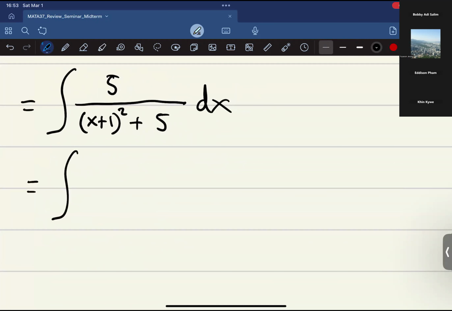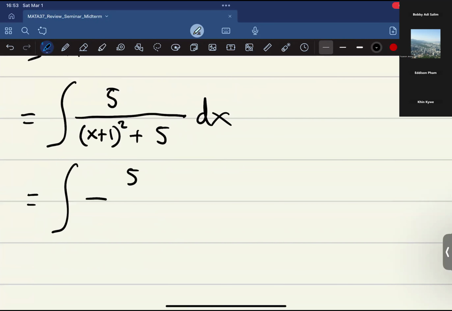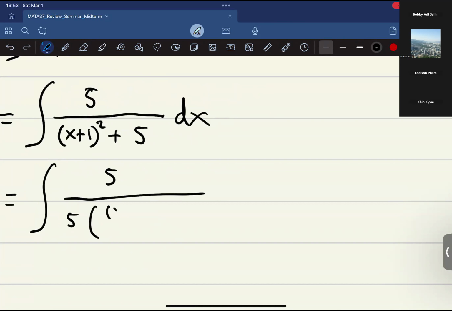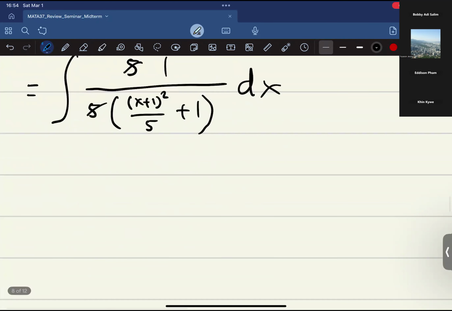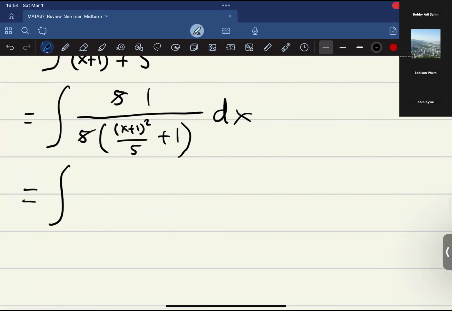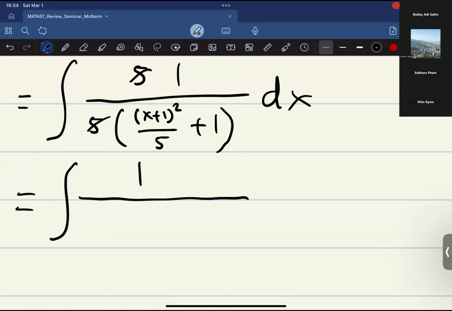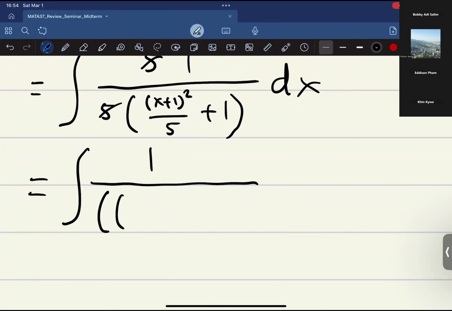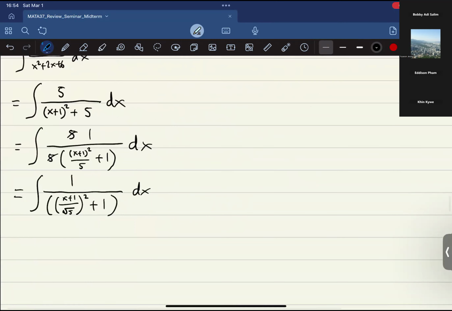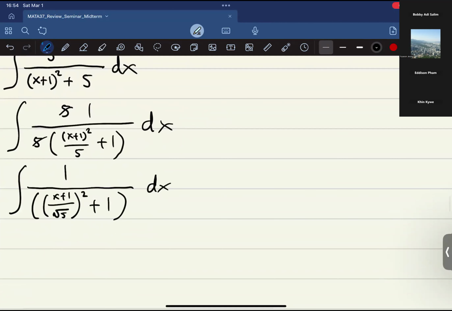So what I'm gonna do here is to pull out the 5 from the denominator. We can cancel this out. And we can pull the 5 into the square right here. So this becomes x plus 1 over square root of 5 squared plus 1 dx. And now this looks even more similar to the derivative of arctan.